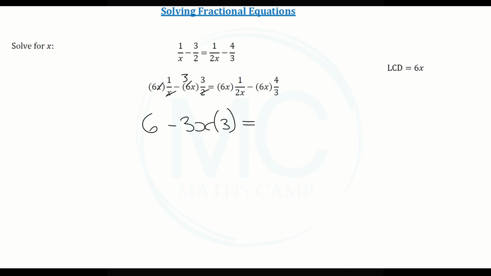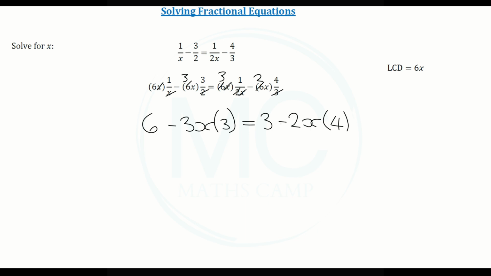is equal to, in this term, our x's cancel. Divided by 2, and we get 3. 3 multiplied by 1 is simply 3. In the last term, 3 divided by 3 is 1. 6 divided by 3 is 2. And we get negative 2x multiplied by 4.